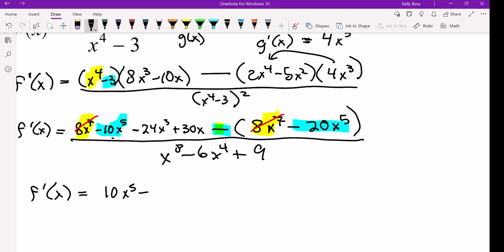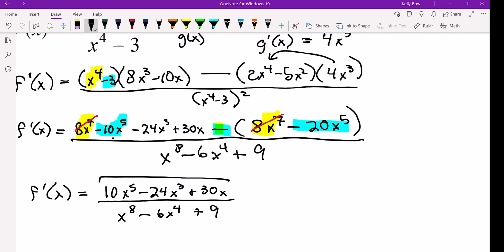And then we've got subtract 24x cubed plus 30x all over x to the 8th minus 6x to the 4th plus 9. Okay, in all 6 terms, they do not share factors. Or we might see it like this.